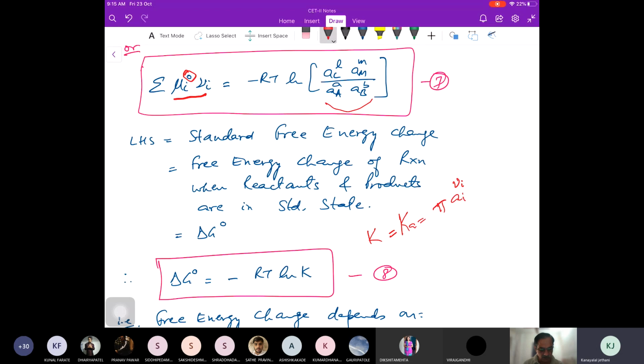So if we can find delta G0, then we can find the value of K, the equilibrium constant. Ultimately, that's what we need in order to find compositions of products and reactants in equilibrium. Any questions on equation 8? बहुत बार equation 8 का derivation आता है exam में, so you should be able to derive this whole equation. This is equation 8.